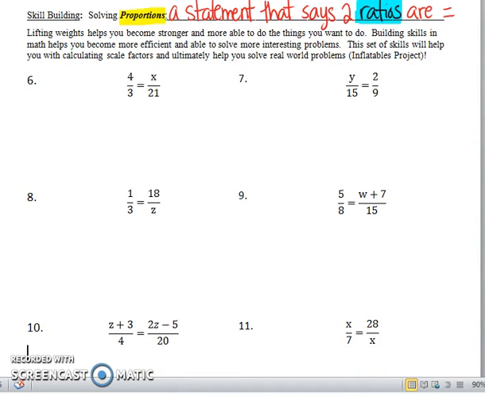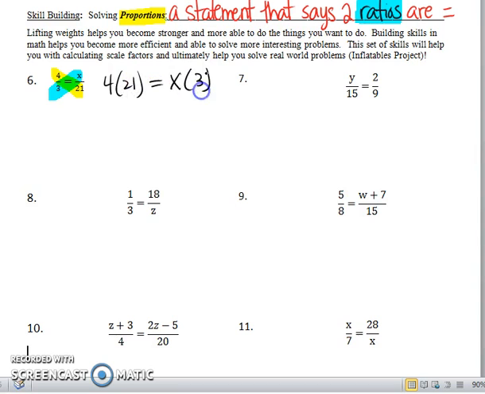But essentially, the main idea with solving proportions is you just want to multiply across. So you just want to take your 4 and multiply that with the 21. And then you want to set that equal to the x multiplied with 3. So writing that out, I would say 4 times 21 is equal to x times 3. And 4 times 21 is 84. X times 3 is 3x.